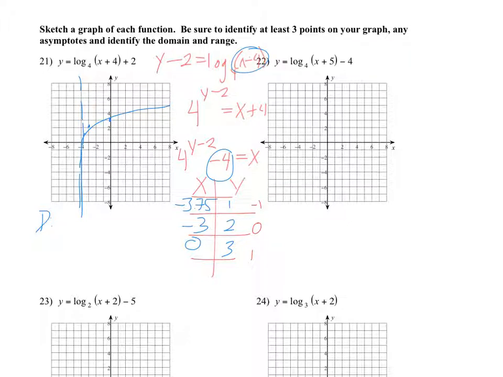The domain for this graph would be anything where x is greater than -4. The range for this graph would be all real numbers.